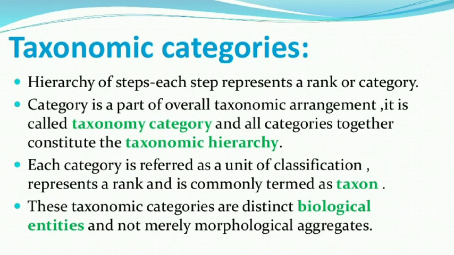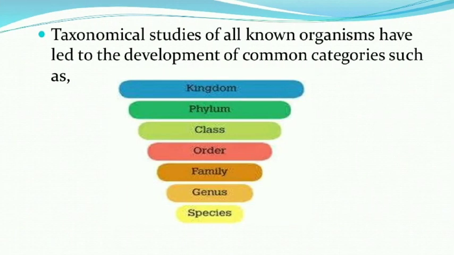We shall see all those categories one by one, and each category is referred to as a unit of classification: species, unit of classification; genus, unit of classification; like that, and represents a rank and is commonly termed a taxon. One level is one taxon, and these taxonomic categories are distinct biological entities and not merely morphological aggregates. It means it's a biological entity of a classification. We shall see what these categories are. Here we have these 7 categories.